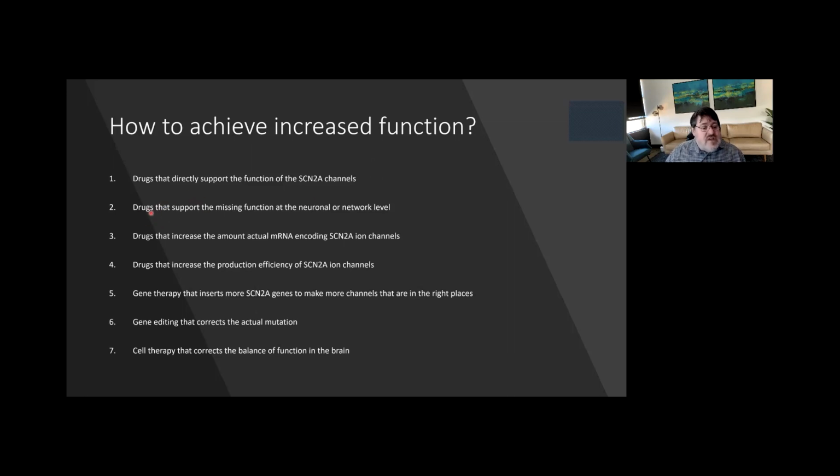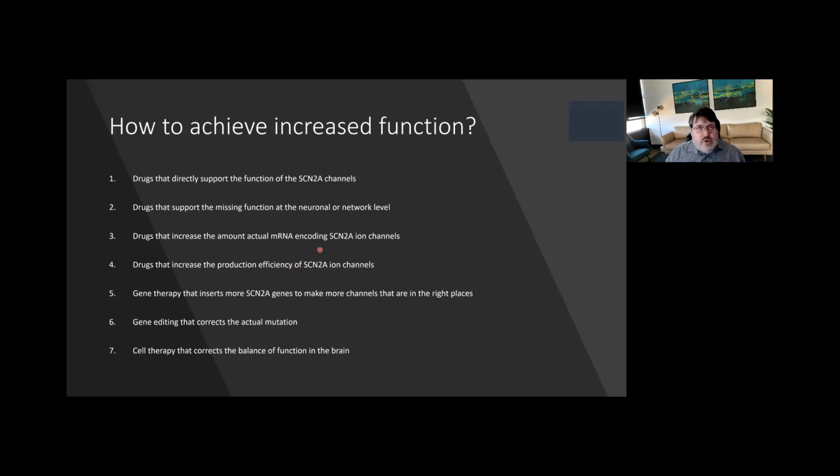You can also have drugs that don't directly impact the SCN2A channels, but indirectly support the function of the neurons that are struggling because they don't have enough SCN2A. You can support that via different mechanisms, by supporting various functions at the neuronal or network level. You can think about drugs that increase the amount of that signal molecule, the plans, mRNA, so that you end up making more SCN2A ion channels. You can think about drugs that say, okay, we only have a fixed amount of messenger RNA because the other copy has got a mutation, but can we just direct the system to make more NAV 1.2 channels from the plans that we've got?